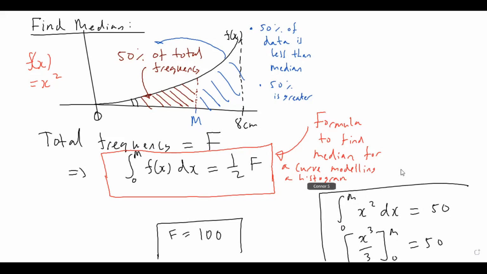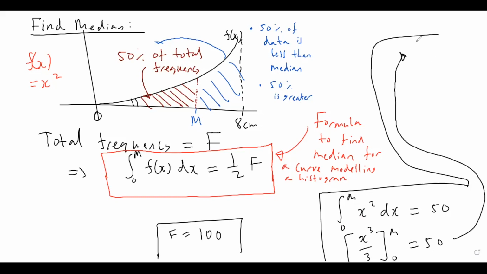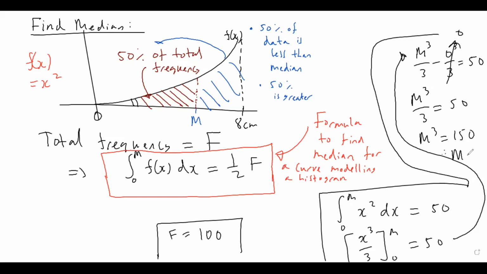I'm going to continue up here. We plug in m, so we get m cubed over 3, and then take away what we get when we plug in 0, so 0 cubed over 3. Again, this is equal to 50. 0 cubed is just 0. So we get m cubed over 3 equals 50. Times both sides by 3, m cubed is 150. So that means your median is going to be the cube root of 150.